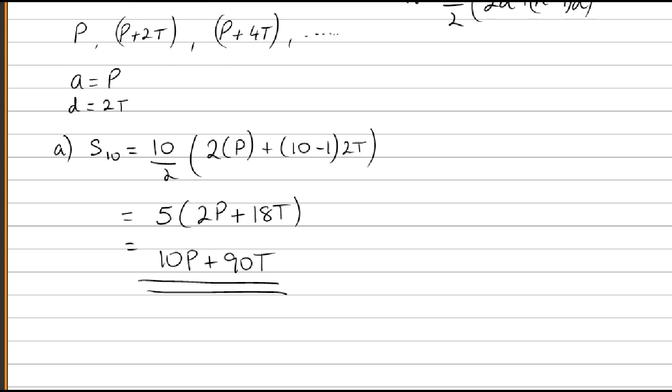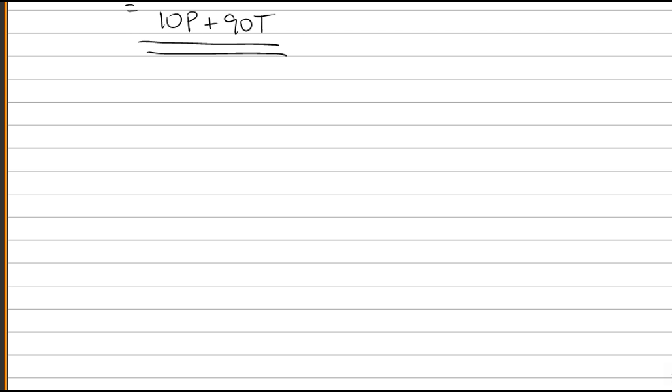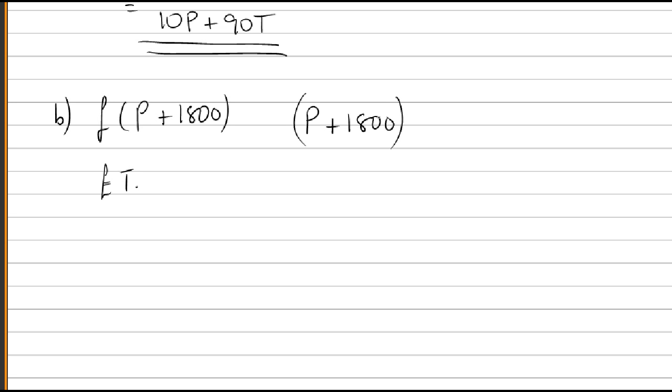Okay then, in part B, we're looking at scheme 2, and the first term is P plus 1800, and it's going up each year in T pounds. So again, we have an arithmetic sequence with the first term as P plus 1800, the second term would be P plus 1800 plus T, and so on.